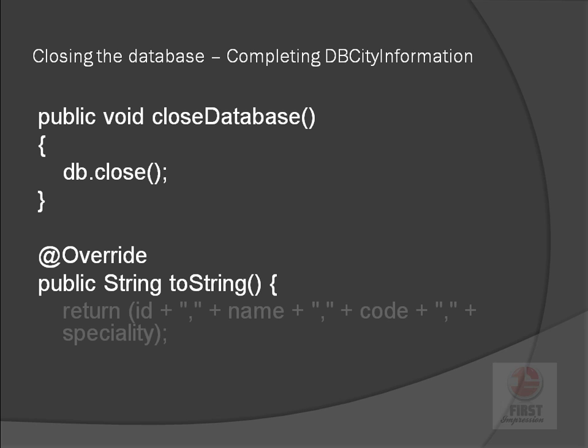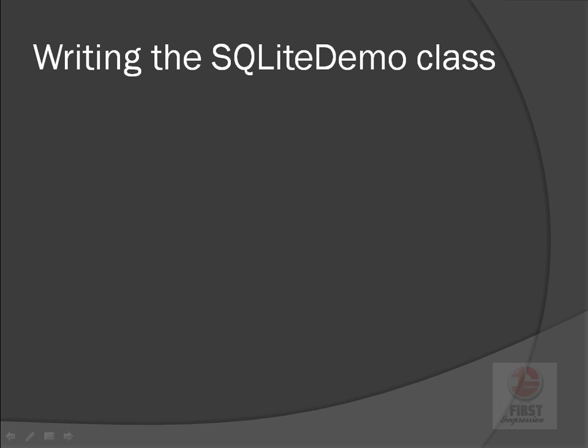Okay, so we want the output to look like ID comma name comma code comma specialty. So if the ID of Nagpur city was 6, the record on the list view should look like 6 comma Nagpur comma 0712 comma oranges. Okay, I hope we are clear with this.